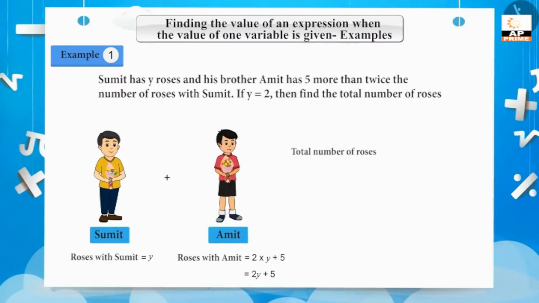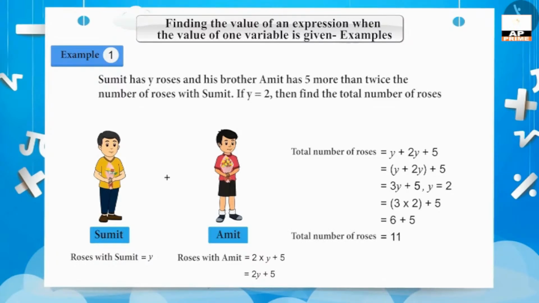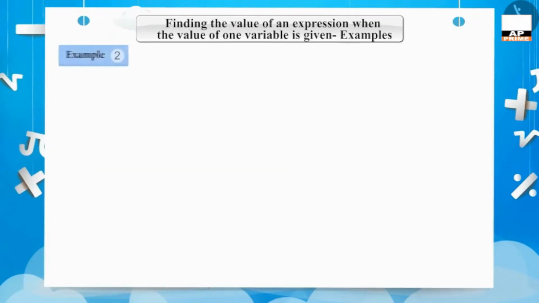The total number of roses will be y plus 2y plus 5. By simplifying this expression, we get 3y plus 5. As we know that the value of y is 2, by substituting y with 2, we get 3 multiplied by 2 plus 5, which is 6 plus 5, which is equal to 11. Hence, the total number of roses will be 11.